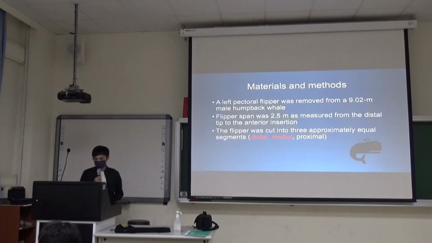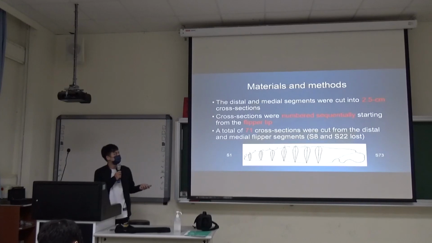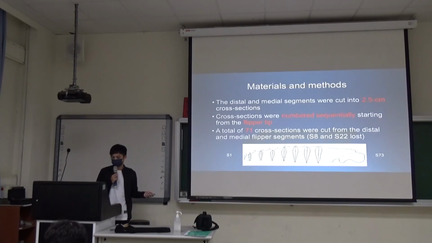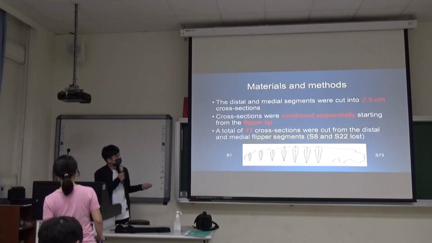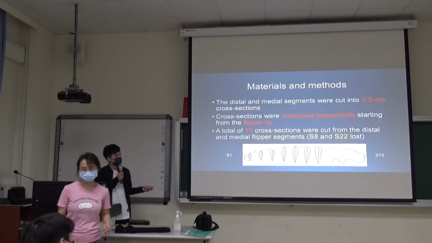Then the flipper was cut into 3 approximately equal segments: distal, medial, and proximal. The distal and medial segments were cut into 2.5 centimeter cross sections, numbered sequentially starting from the flipper tip. A total of 71 cross sections were cut from the distal and medial flipper segments, with section 8 and section 22 lost.